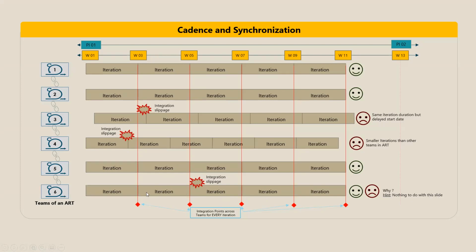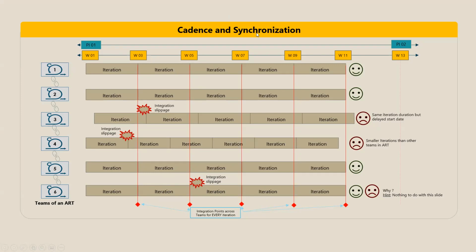They are starting at the same time. They're also maintaining the same duration, but they're unable to complete their work product. They're not able to deliver their iteration. Maybe because somebody has fallen sick, maybe they have wrong estimates, whatever the reason might be. The integration slippage can also happen because of reasons other than cadence and synchronization.